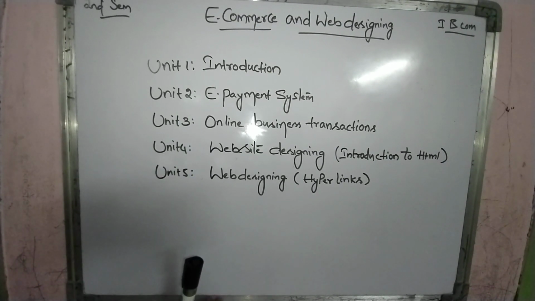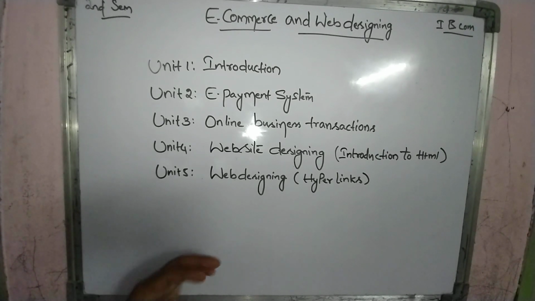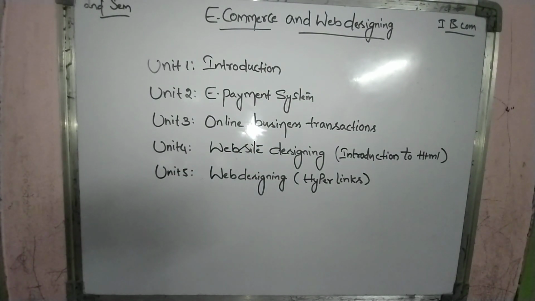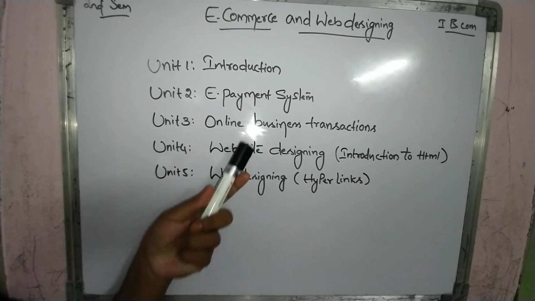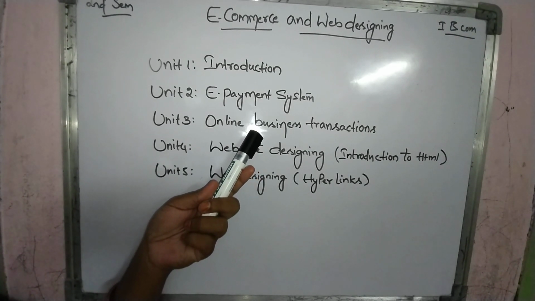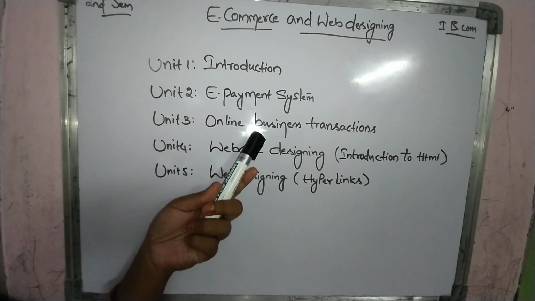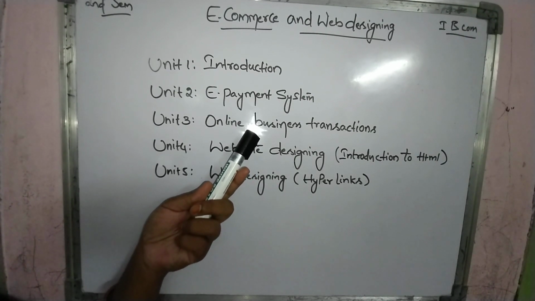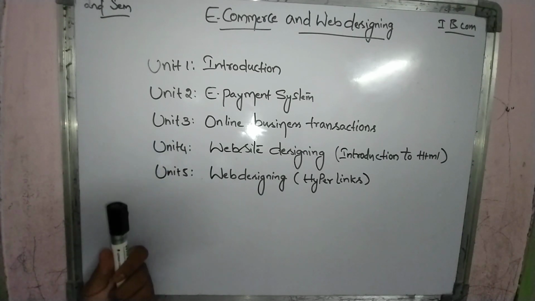And next, the third unit is online business transactions. In online business transactions, we are having the purpose of online business transactions, the meaning of online business transactions, and the advantages and disadvantages of online business transactions. Next, how you pay the insurance bills, banking bills, all this comes in your unit 3.